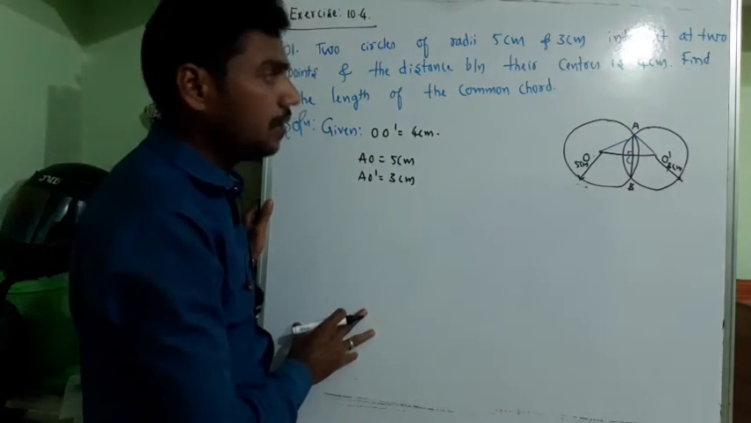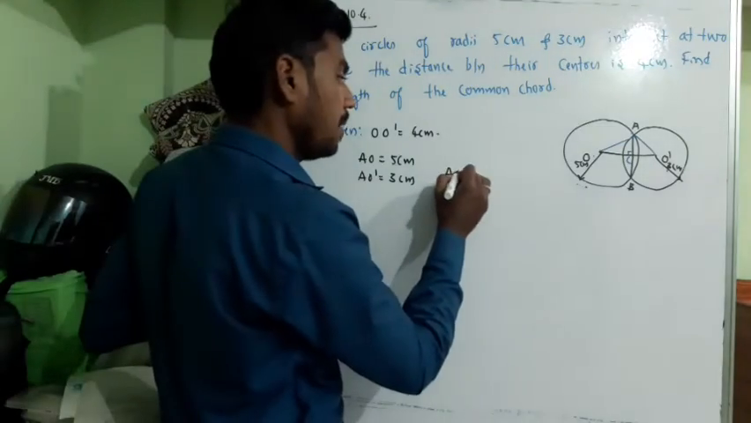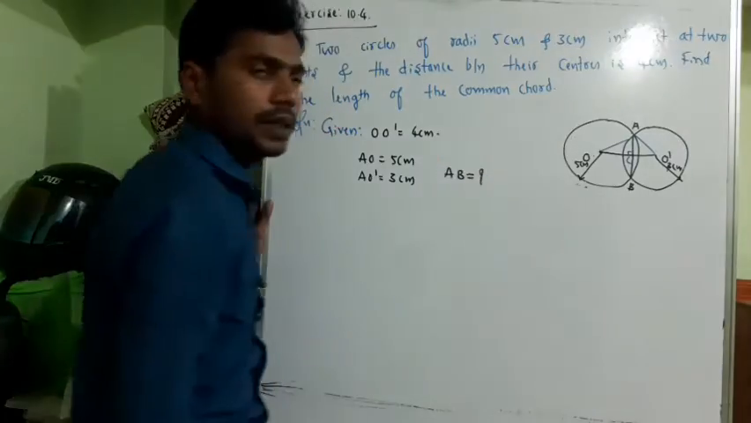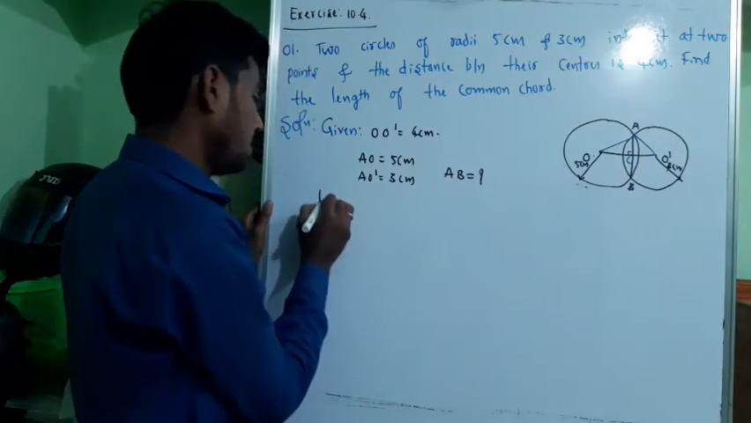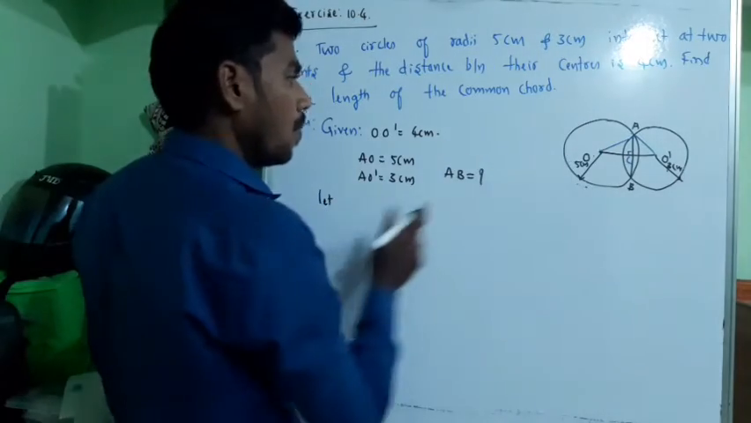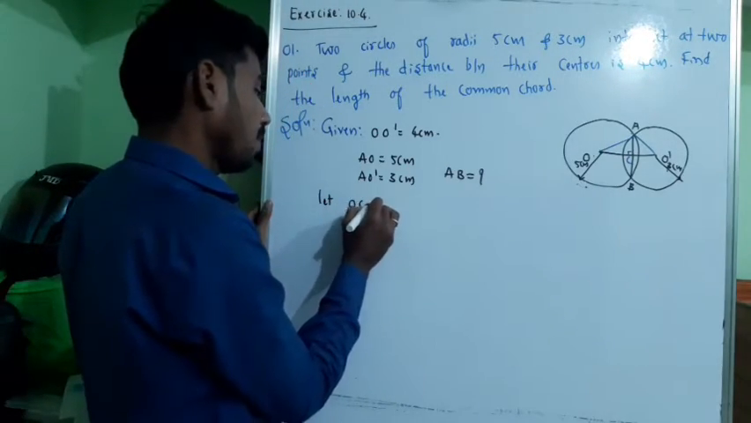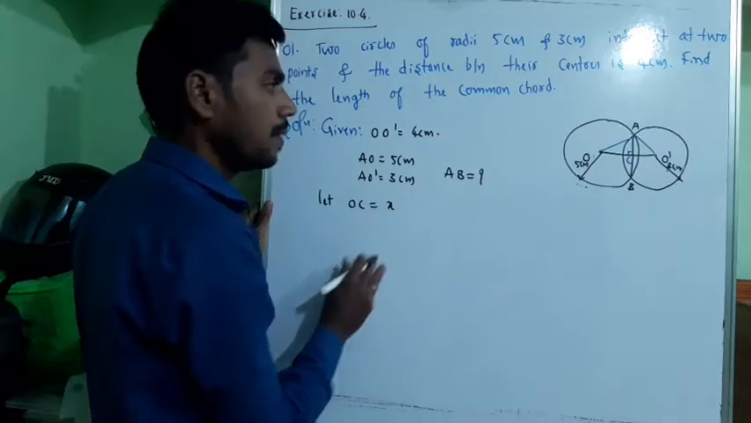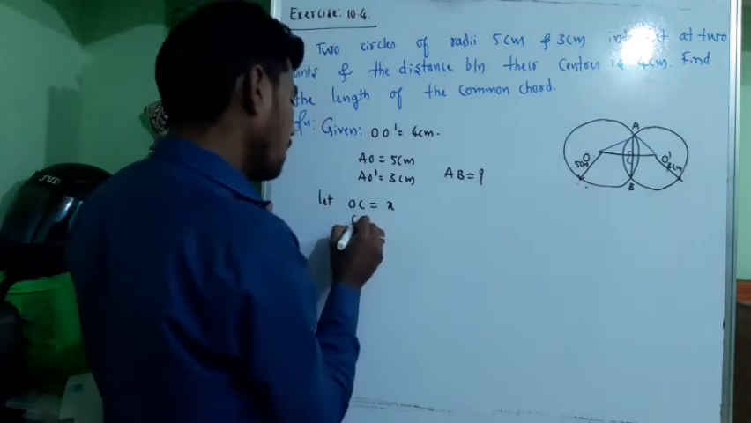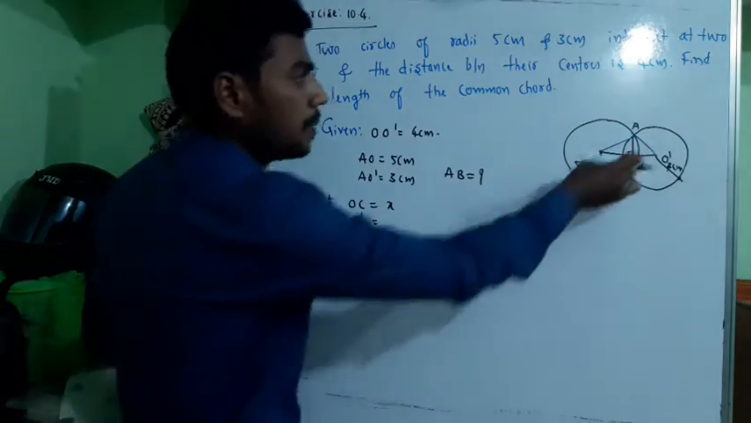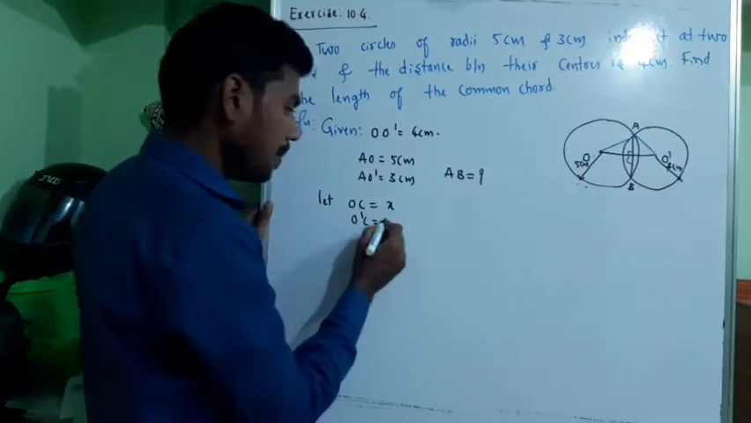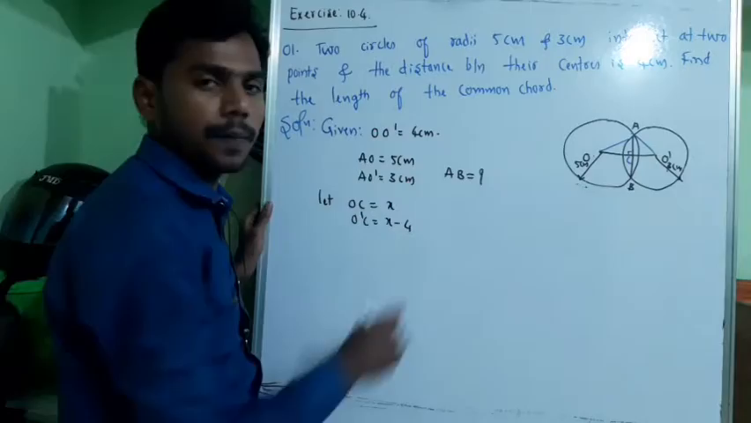So what do we need to find? We need to find AB. AB is equal to what? Now we will assume, let OC be equal to X. Then O dash C will be equal to, O dash is 4, in that I am removing X, then O dash C will be X minus 4.